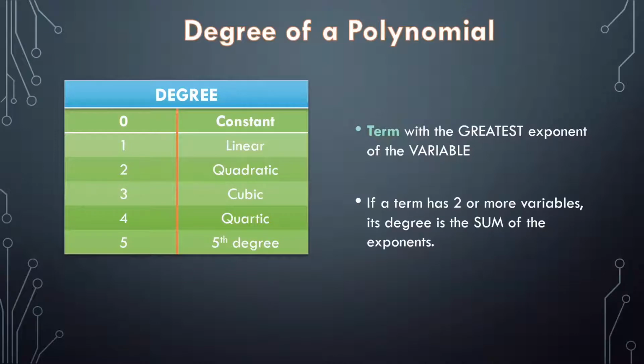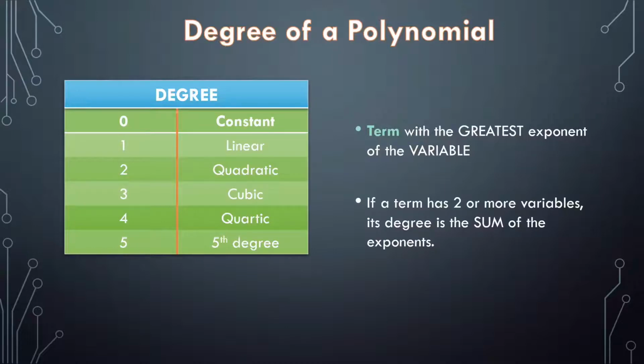Now we're going to get into what's called the degree of a polynomial. So there's a different way that we classify these. If we look at our table, something with a degree of 0 is called a constant. That goes back to topic 1. A constant was just a number.